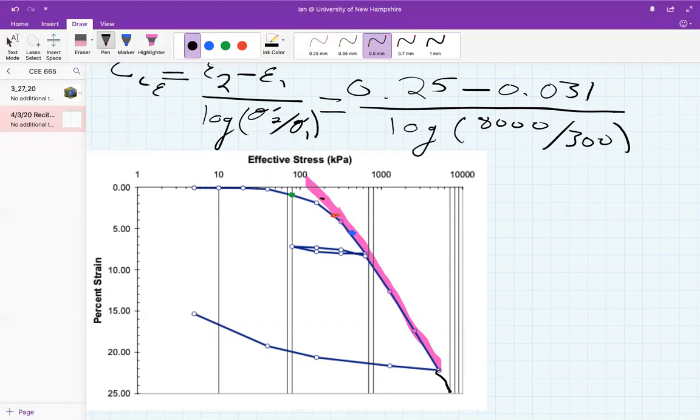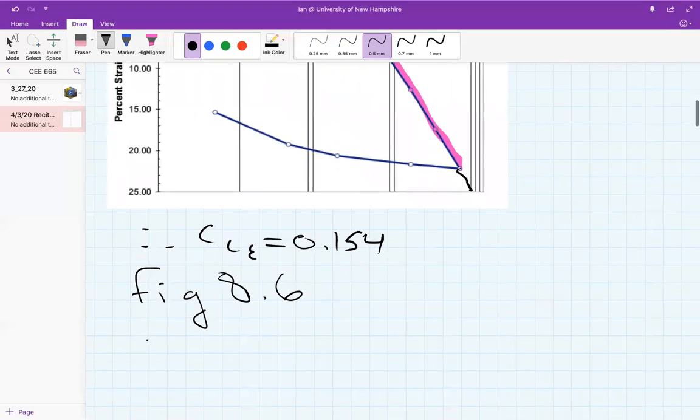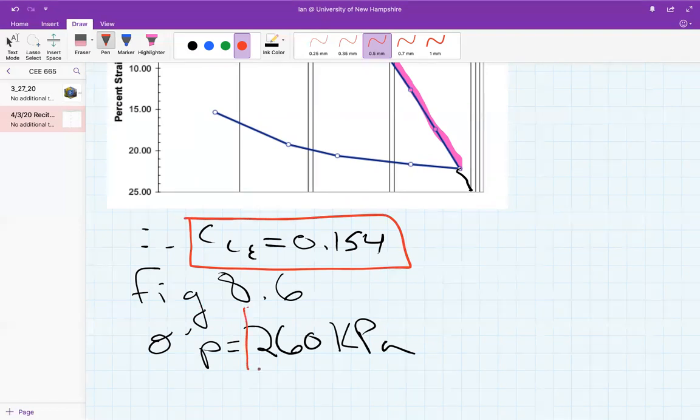So from there, I'm just going to go up on the graph, straight as I can. And we should get approximately sigma prime P equals 260 kPa. And that's it for this problem. So I'm going to box those real quick. And that's all we need for this problem.